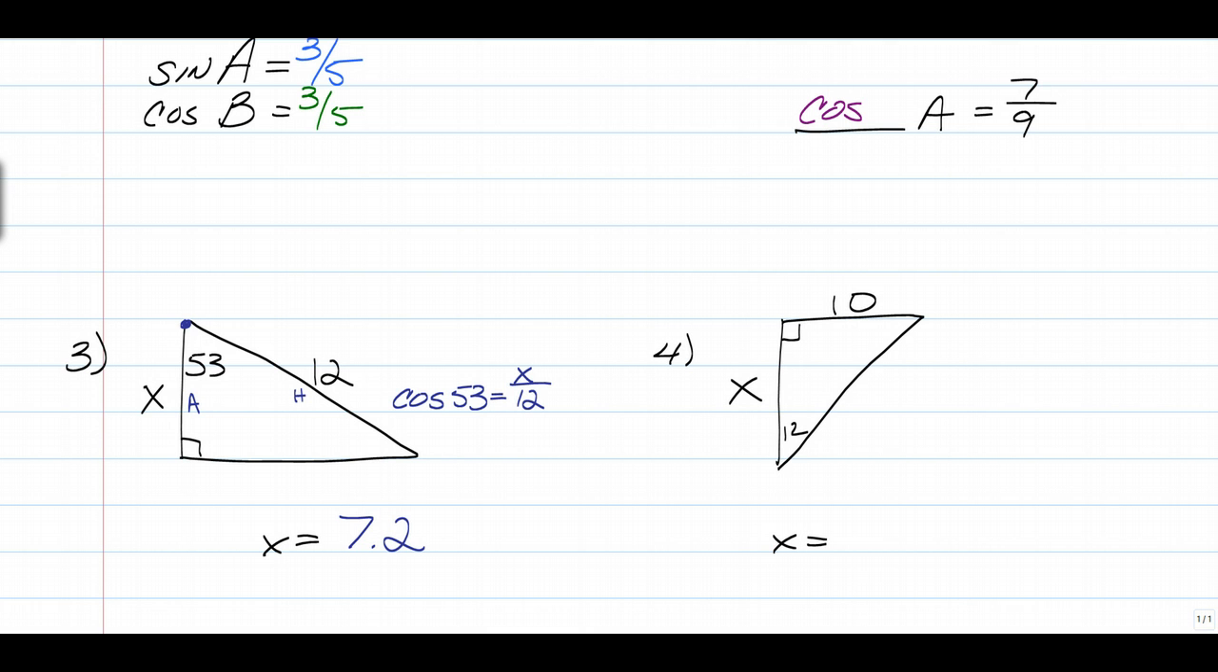Number 4 is the same type of question. Stand on 12. 10 is your opposite, x is your adjacent. So that would be the tangent of 12 is equal to opposite over adjacent. When what you're missing is in the denominator, that's divide. So you take your calculator and it's 10 divided by the tangent of 12, which is going to give you 47.0.